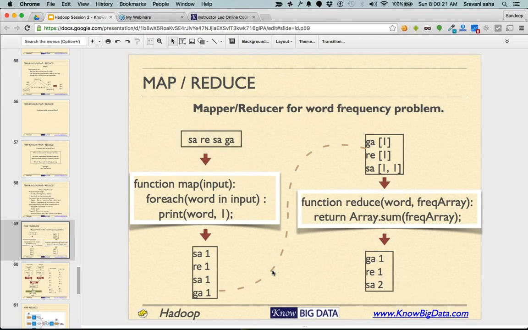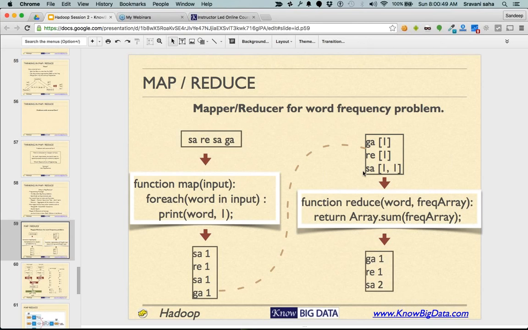Now Hadoop runs on this key value, orders it, and then groups it. It is grouped like this. You can see Ga has come before Ray has come before Sa, and all the values are grouped together as a big array. You can think of it that way.